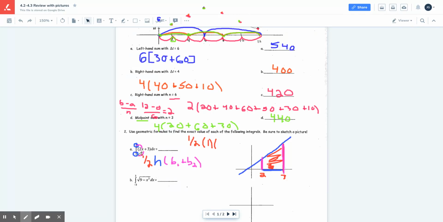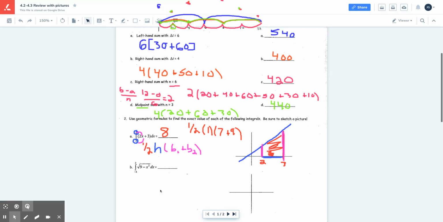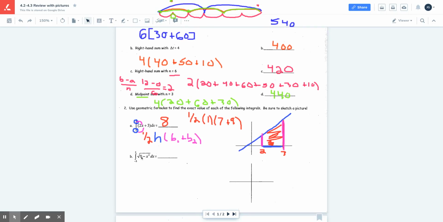Base 1, you plug 2 in. 2 times 2 is 4. 4 plus 3 is 7. Plus, now I'm going to plug 3 into here. 2 times 3 is 6. 6 plus 3 is 9. And then just 7 plus 9, 16. Half of 16 is 8. And there's your answer for 2A. Now, on to 2B. So when you see a square root of a number minus x squared, that is going to be a semicircle.